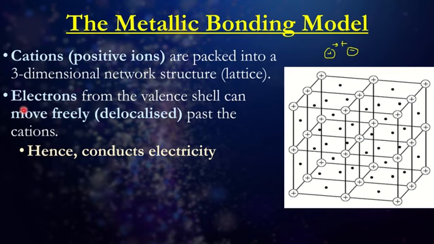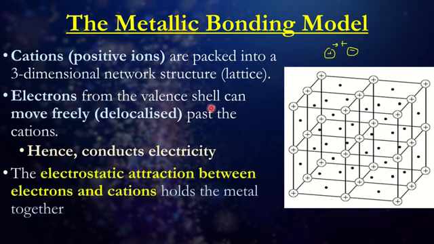Another thing is when it comes to electricity, if electrons are free moving, so they are delocalized, you get conduction of electricity. So that's very useful too. And so with metals, the reason why they're held together is because of this electrostatic attraction between negative electrons and the cations in the metal's nucleus.